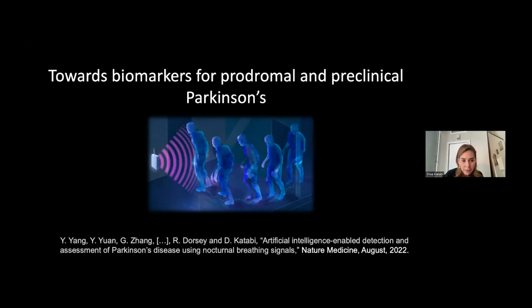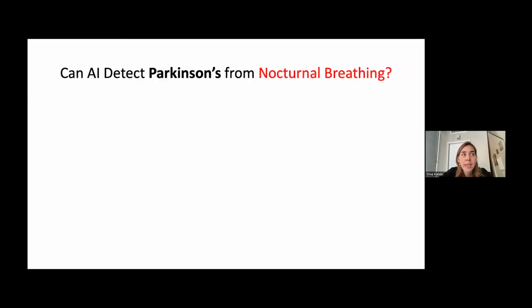So one of the questions that we asked, and this is a study that we did in Parkinson's, and we would love to do something similar in Alzheimer's, is: can we detect Parkinson's disease from symptoms that are different from the motor symptoms? Typically in Parkinson's, we wait for the motor symptoms, and as a result, we end up sometimes waiting to see motor symptoms, delaying the disease detection for 5 to 10 years. So here is a very simple question. Can AI detect Parkinson's from nocturnal breathing?